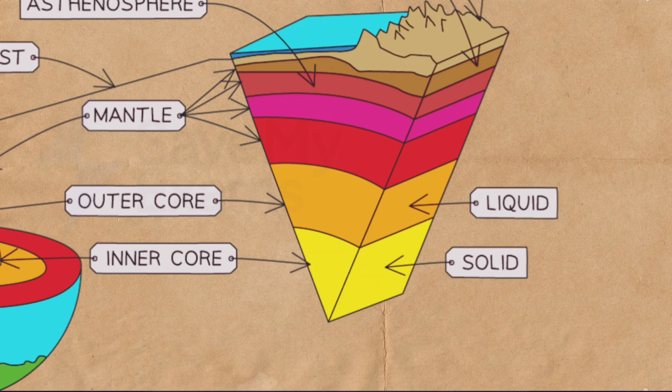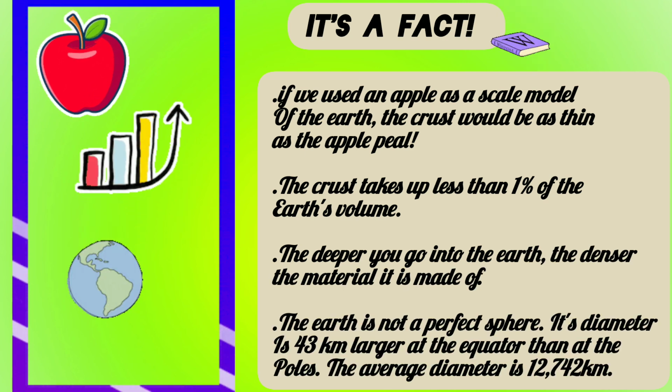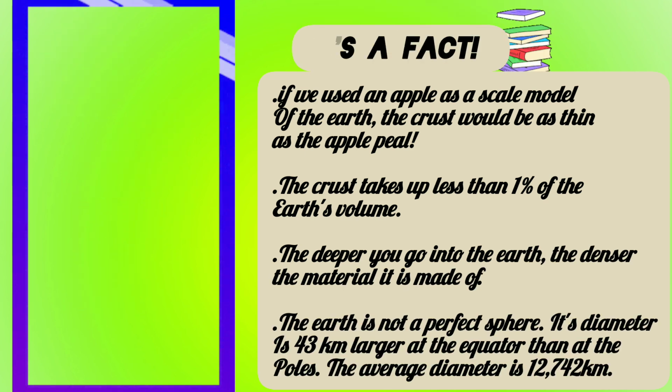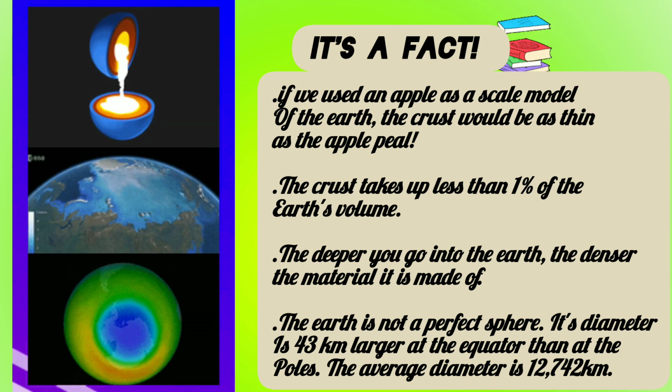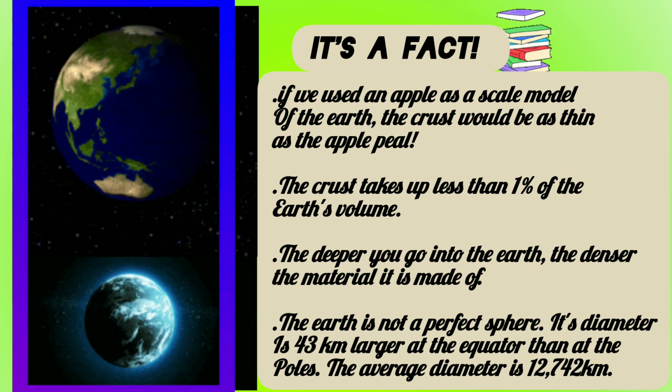So now let's move forward. Before we move forward, here's a fact: if we used an apple as a scale model of earth, the crust would be as thin as the apple peel. Point 2, the crust takes up less than 1% of the earth's volume. Point 3, the deeper you go into the earth, the denser the material it is made of.